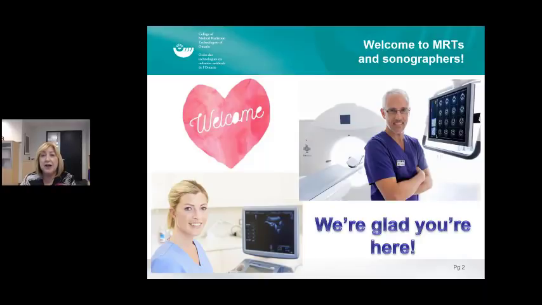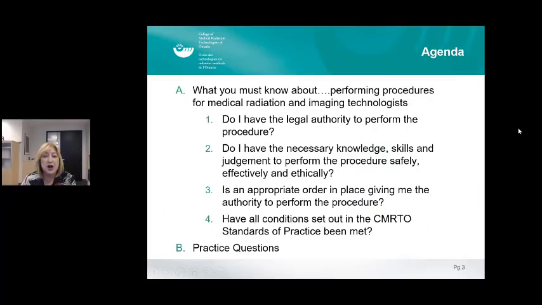My name is Linda Goff, and I'm the Registrar and CEO of the CMRTO, and I'm thrilled to be here to talk to you about our latest practice guideline and what it is that you need to know as a medical radiation and imaging technologist about performing procedures in Ontario. So we're going to talk about our new What You Must Know About and really focus on the 4 questions that MRTs and sonographers have to review every day. And then we're going to finish up with a couple of practice questions.